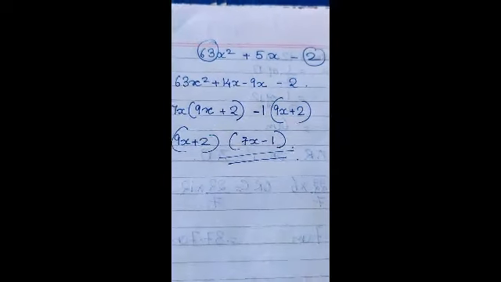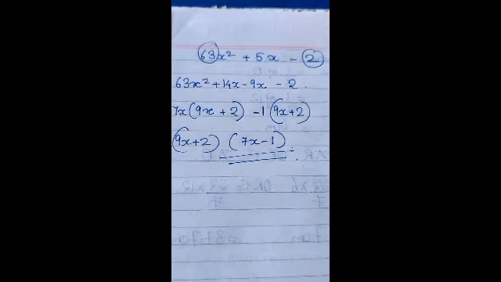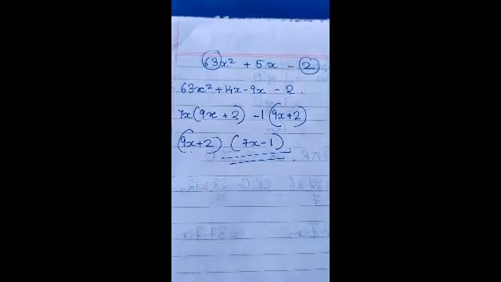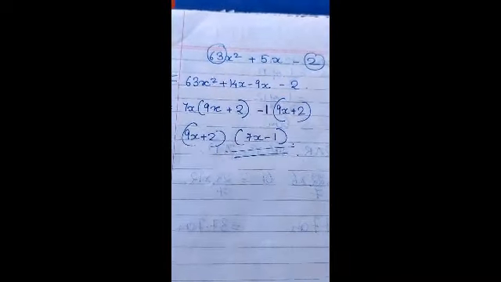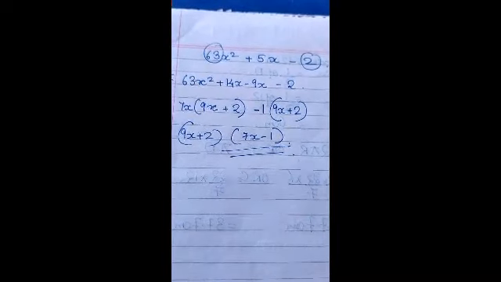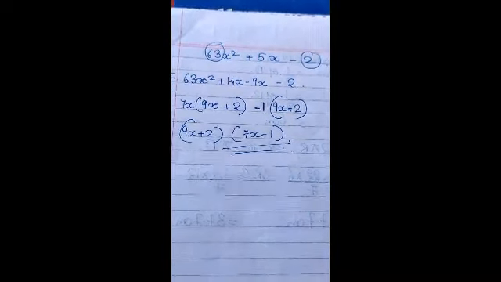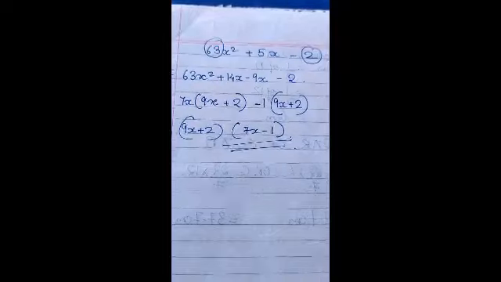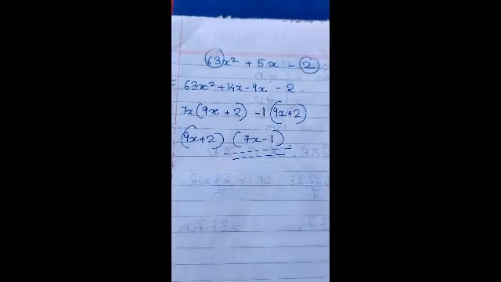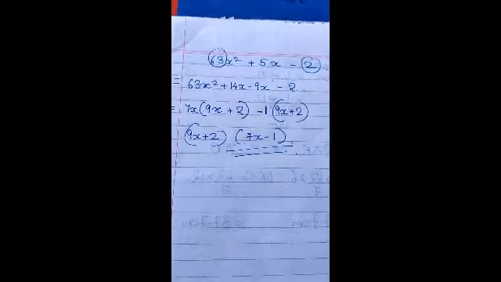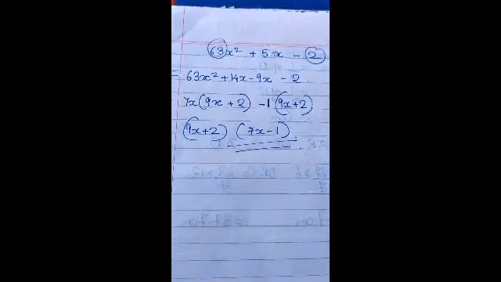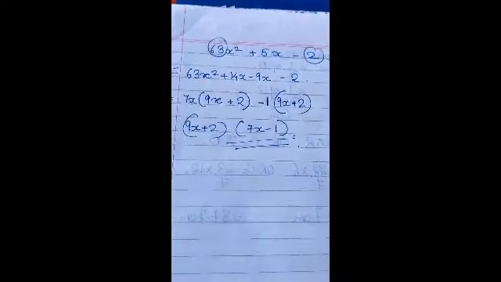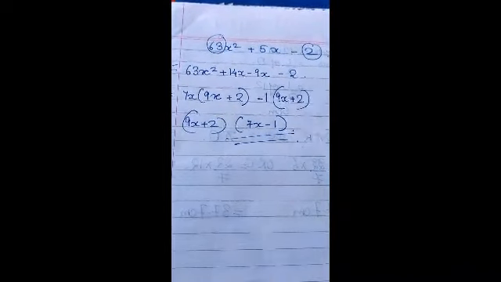So we go ahead and write it this way: 63x square plus 14x minus 9x minus 2, because 14x minus 9x gives us 5x, and 14x into 9x will give us 126x square, which is nothing but the product of our first term and our last term. Now take the first two terms and find the common factors. Our common factor is 7x, so what remains is 9x plus 2, because 9x into 7x gives us 63x square, and 7x into 2 gives us 14x.